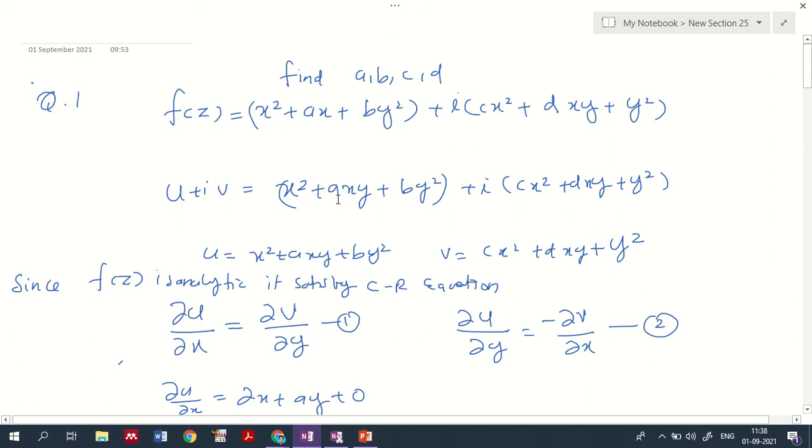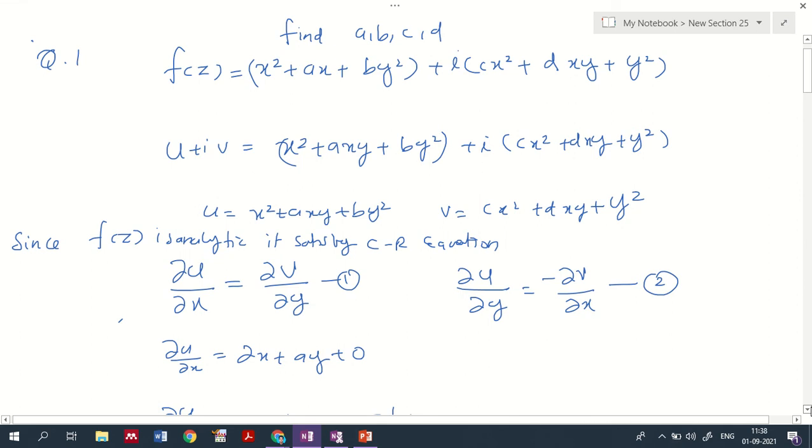Now if you know the values of u and v, then we already said that this f(z) is analytic. If f(z) is analytic, it should satisfy the Cauchy-Riemann equations. What are the Cauchy-Riemann equations? ∂u/∂x = ∂v/∂y, which I call equation number 1, and ∂u/∂y = -∂v/∂x, that is equation number 2.